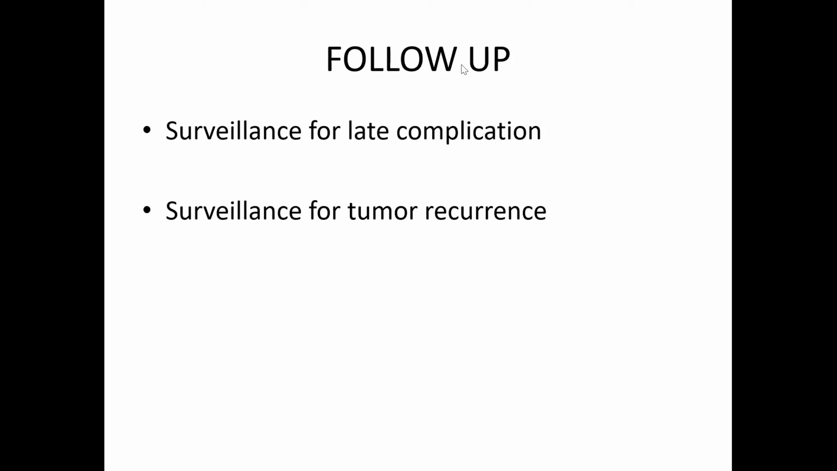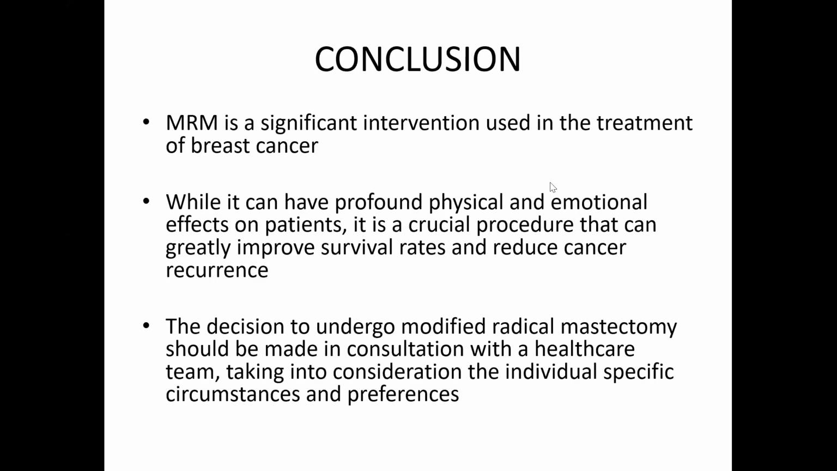Follow-up of the patients, follow-up for late complications. One of the late complications of modified radical mastectomy is long-standing lymphedema of the upper limb that will subsequently lead to fibrosis of the subcutaneous tissue, and it can also lead to lymphangiosarcoma. So patients that have had modified radical mastectomy need to be followed up and looked at closely for this complication. And also surveillance for tumor recurrence. The patients need to be assessed for tumor recurrence. Initially, it will be 3 monthly, then 6 monthly, then yearly for life. Next slide, please.